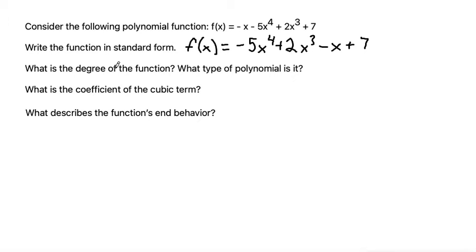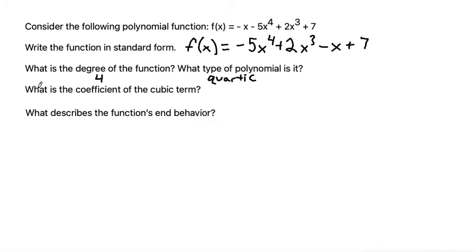Okay, so what is the degree of the function? The degree of the function is the largest power of x. So in this case, the degree of the function is 4. And what type of polynomial is it? A degree of 2 is quadratic, a degree of 3 is cubic, a degree of 4 is called quartic. So this is a quartic polynomial.